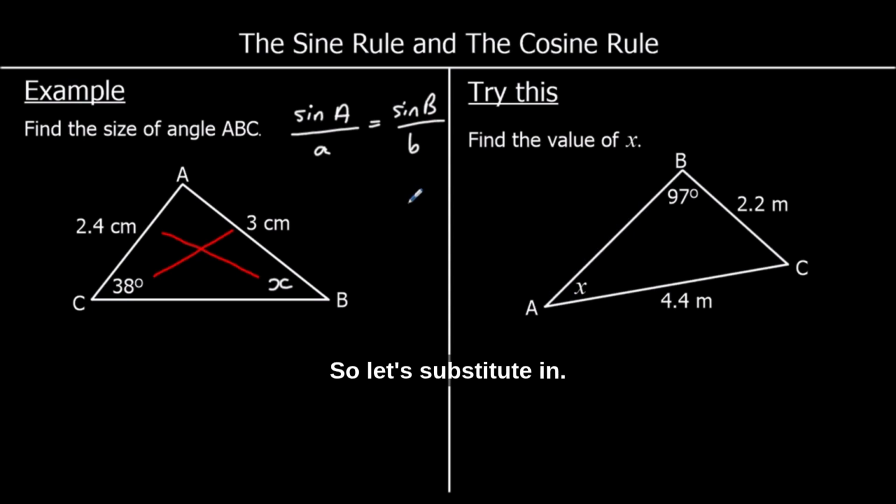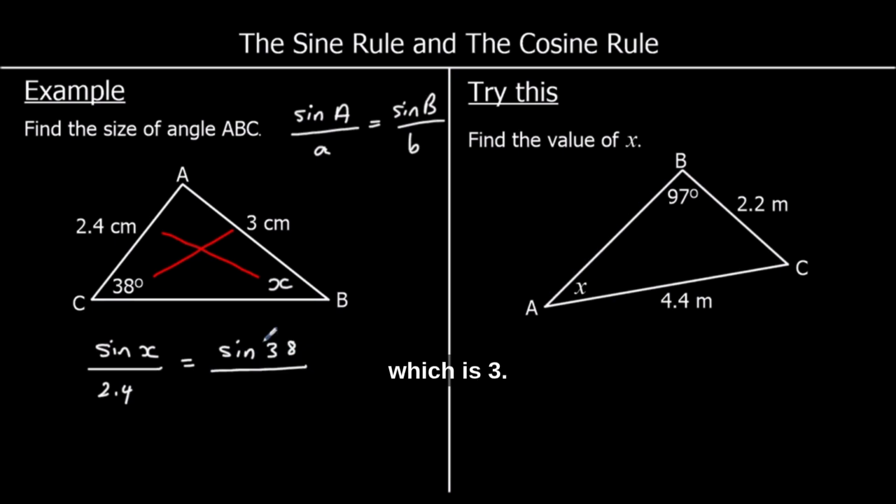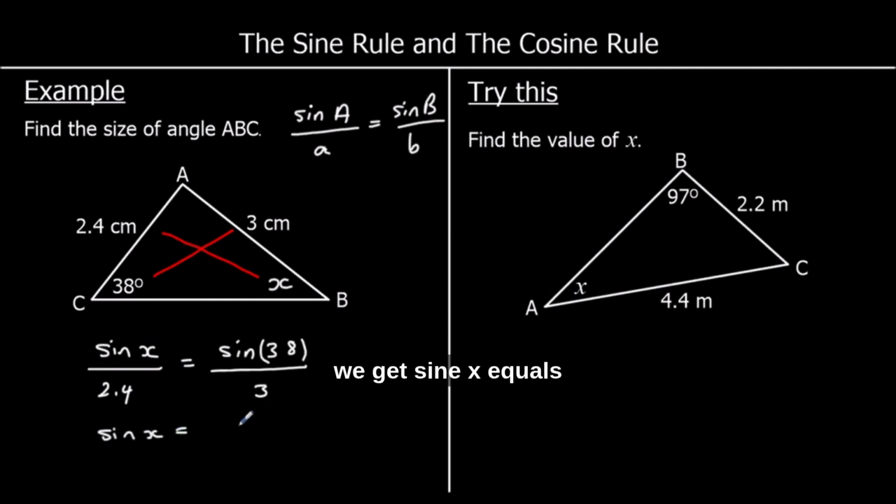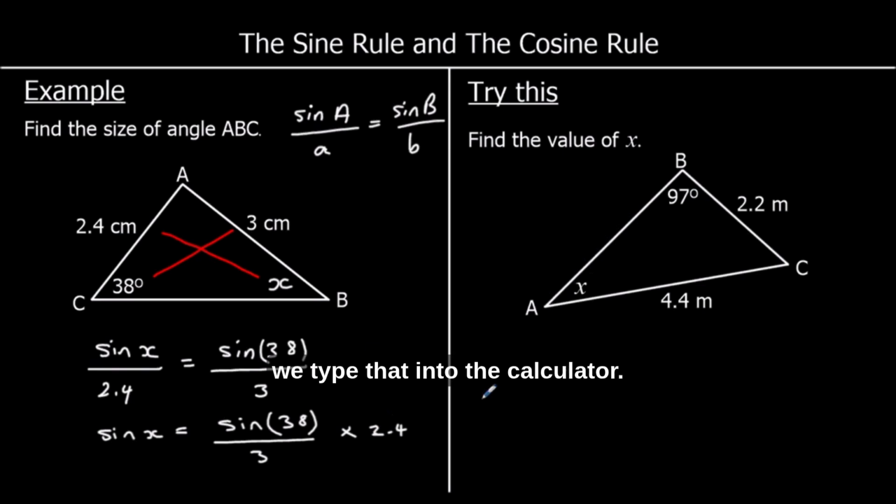So let's substitute in. So we've got sine x over its opposite, which is 2.4, is equal to sine 38 over its opposite, which is 3. To get sine x by itself, we're going to multiply both sides by 2.4. So we get sine x equals sine 38 over 3 times 2.4. And we type that into the calculator.